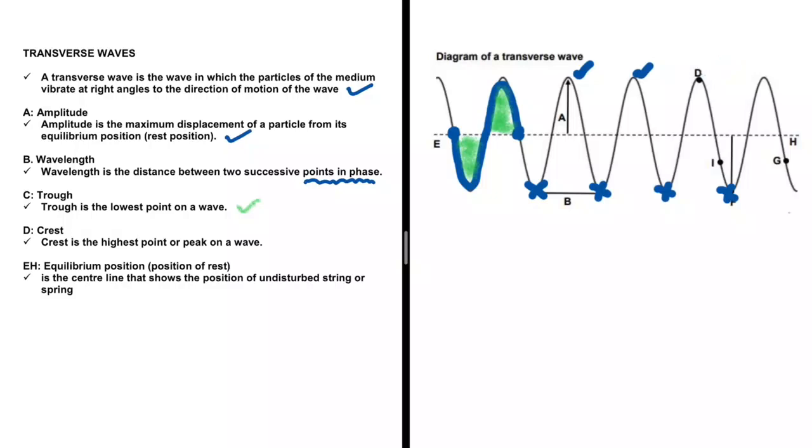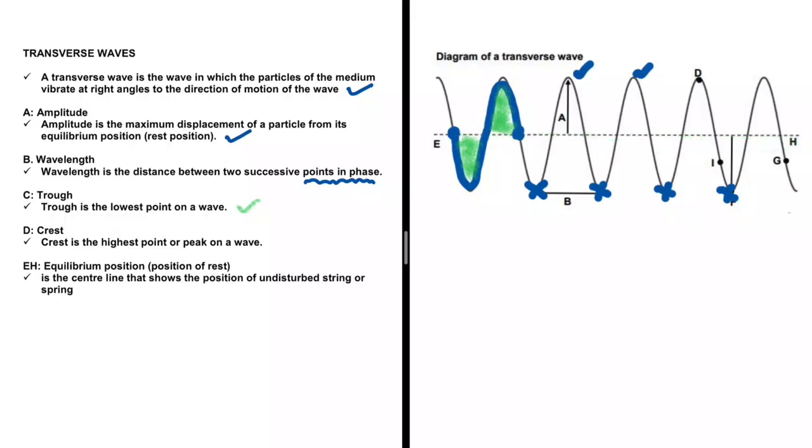The last aspect, equilibrium position or position of rest. It is the central line that shows the position of undisturbed string or spring. So this line here running through the wave is what we refer to as the equilibrium position or position of rest. It is the line that shows the position of undisturbed string or spring. So we need to memorize these definitions because they are usually tested in the examination.